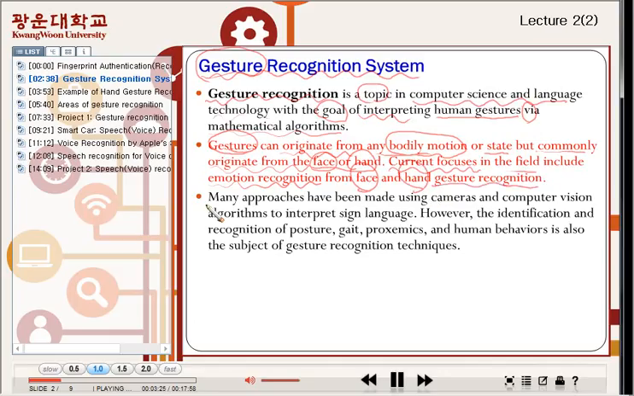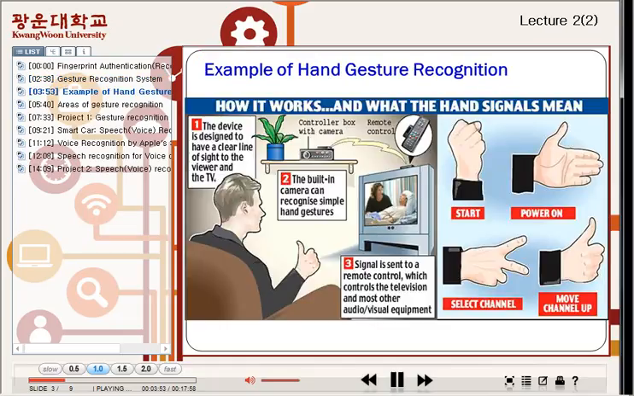Many approaches have been made using cameras and computer vision algorithms to interpret sign language. However, the identification and recognition of posture, gait, proxemics, and human behavior is also the subject of gesture recognition techniques. And this is an example of hand gesture recognition.